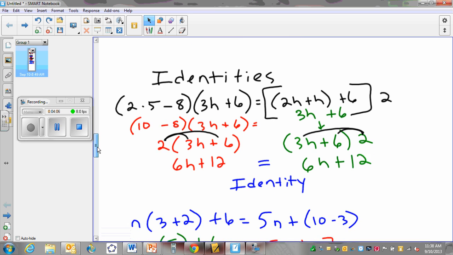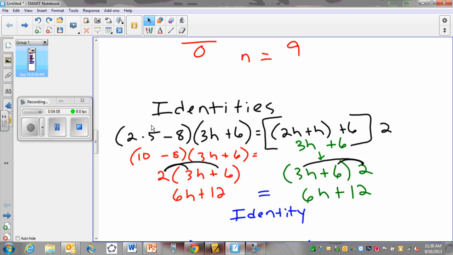There's a couple of rare occasions. An identity is when any number will work for the variable to make the statement true. So we have 2 times 5 minus 8, and then quantity 3h plus 6 equals, got a big bracket here, quantity 2h plus h, parenthesis, plus 6, bracket, times 2.